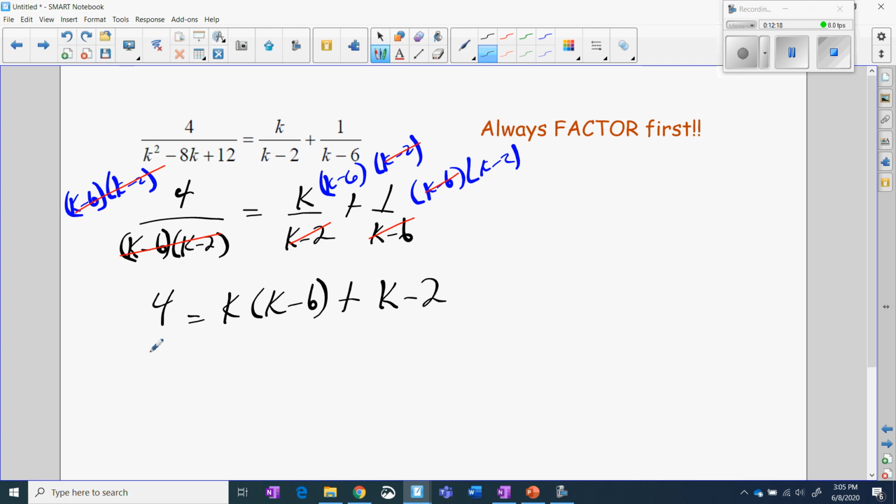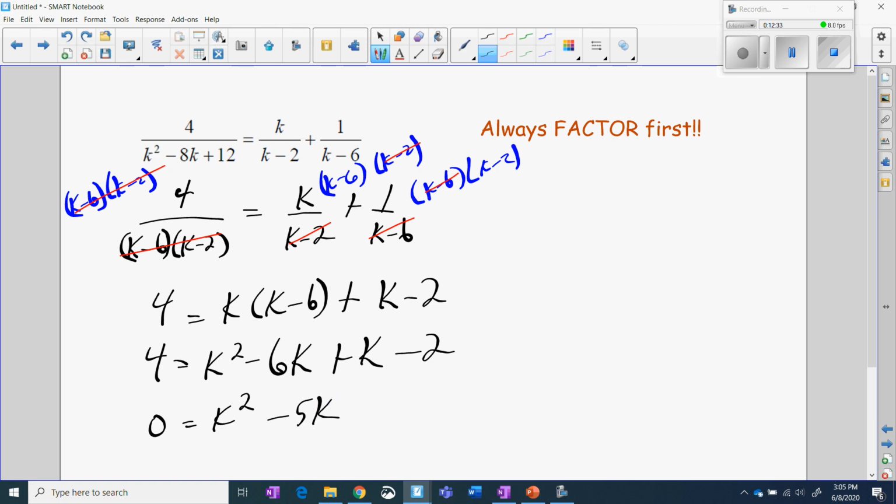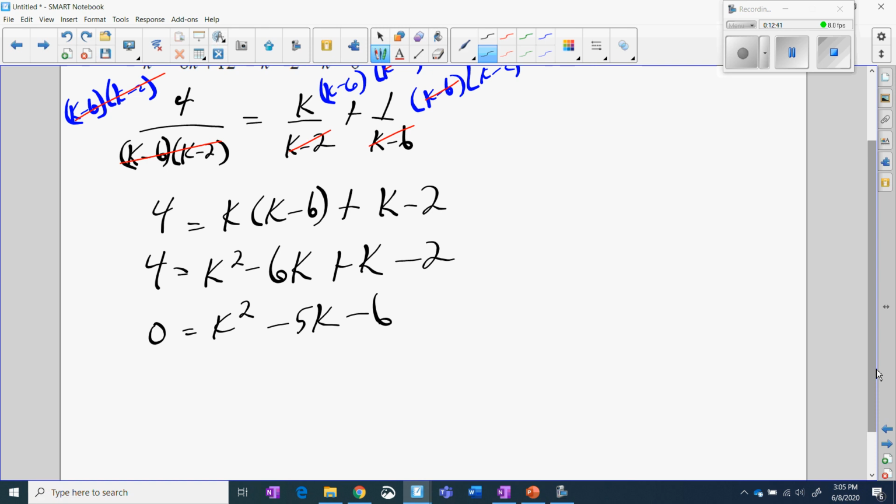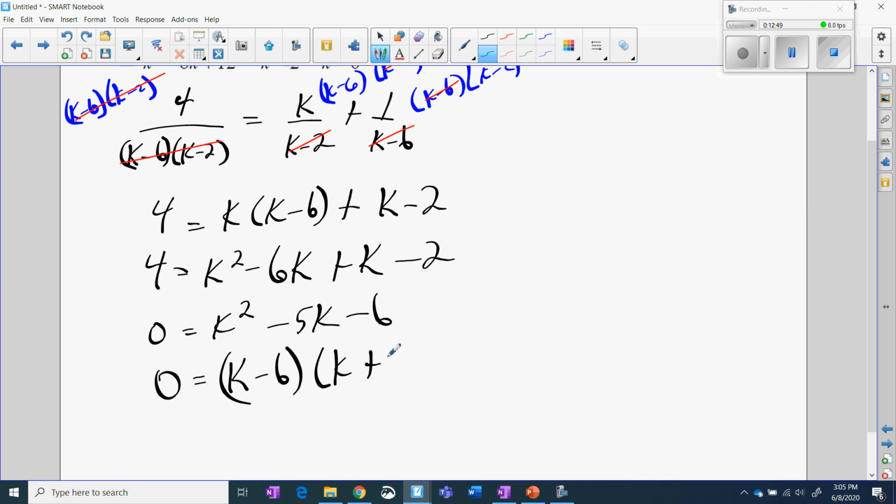This looks better. Let's expand here. We're going to get k squared, subtract 6k, plus k minus 2. K squared is positive, so let's leave it where it is. Combine the middle two. Subtract 4, you're going to get subtract 6. So we are trying to figure out two numbers that when I multiply them, I get negative 6, and when I add them, I get negative 5. Those two numbers would be negative 6 and a plus 1. K would equal 6. K would equal negative 1.